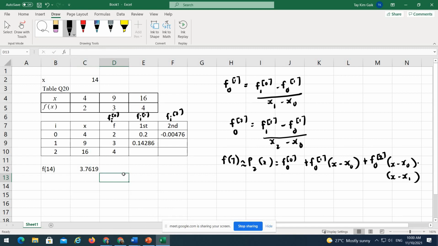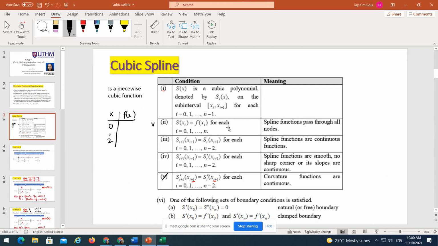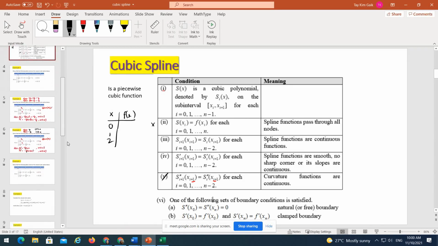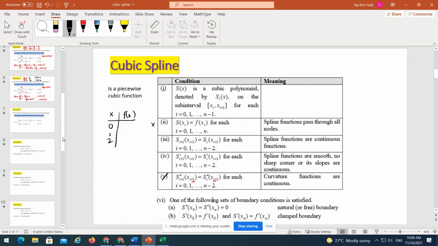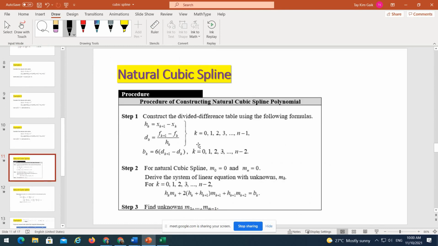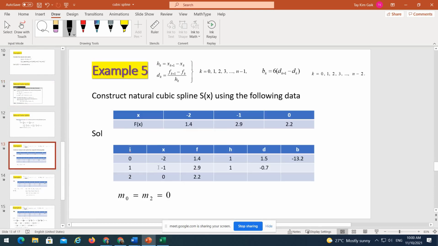Do you have any questions? Here we revised a bit of the Newton divided difference. And then to construct the cubic spline, first step, you construct this table. You need to construct this table first. If you want to construct this table, I think using Excel can, or manual can, because only 3 data.